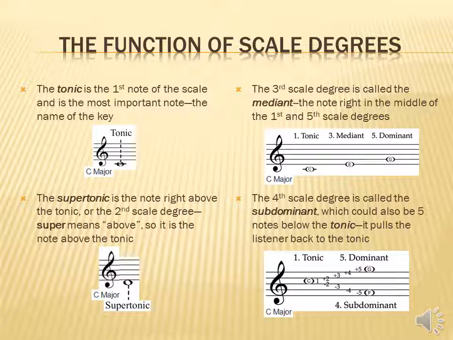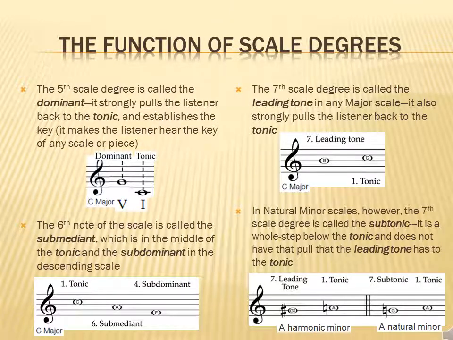tonic. It pulls the listener back to the tonic. Tonic, dominant, subdominant. The fifth scale degree is called the dominant. It strongly pulls the listener back to the tonic and establishes the key. In other words, it makes the listener hear the key of any scale or piece. Dominant, tonic.